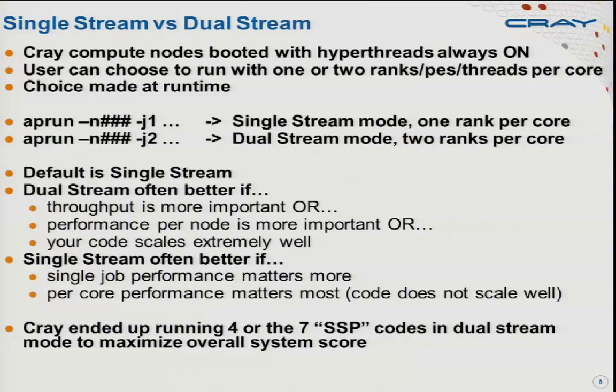Per core performance matters most. And another way of saying that is the code does not scale well. If you know your application scales to 1,000 cores, but it doesn't scale to 2,000 cores, and you're still waiting a long time for it to finish at 1,000 cores, well, really you want those cores to run as fast as possible. Single stream might be the way to do it.